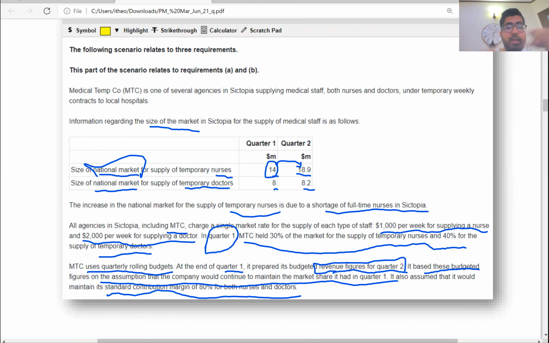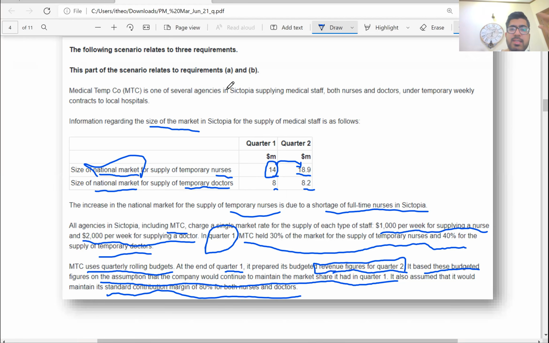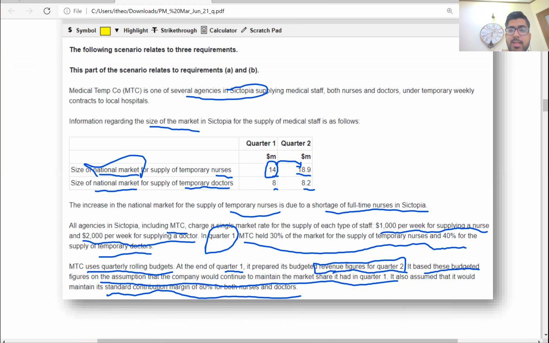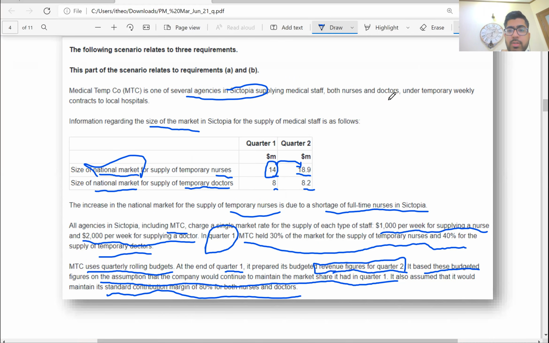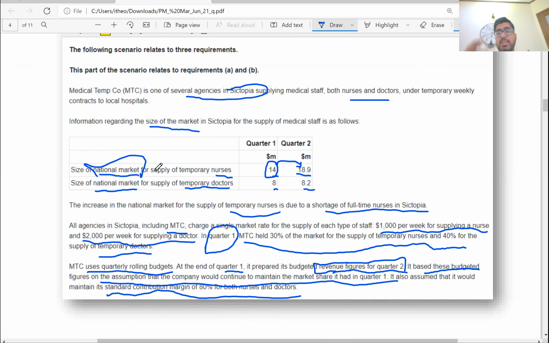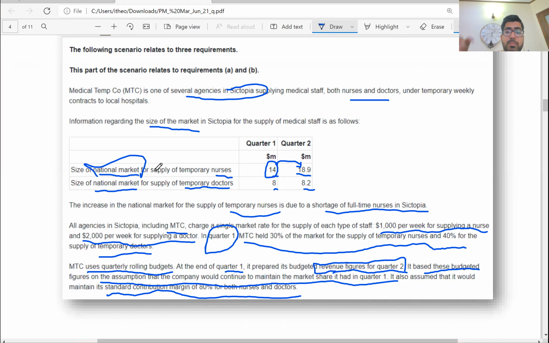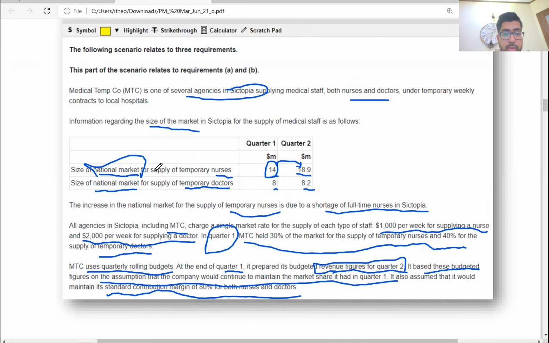Look at the opening paragraph. Medical Temp Company is one of the several agencies in Sticktopia. It's just an agency. It's supplying medical staff, both nurses and doctors, under temporary contract to hospitals. Information regarding size of the market is as follows. Look at the size of the market. This is the size of the national market, the whole country's market, 14 and 18.9 in Q1, Q2. Size of national market for supply of temporary doctors is 8 and 8.2. This is the national market.